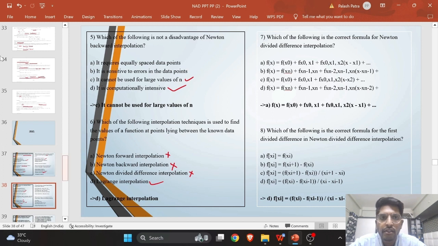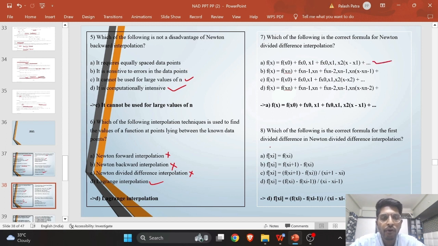Now let's see the seventh question: which of the following is the correct formula for Newton divided difference interpolation? As we have already seen Newton divided difference interpolation, we can simply say option A, which is f of x0 plus f of x0 comma x1 plus f of x0 comma x1 and so on. This option A is the correct one.